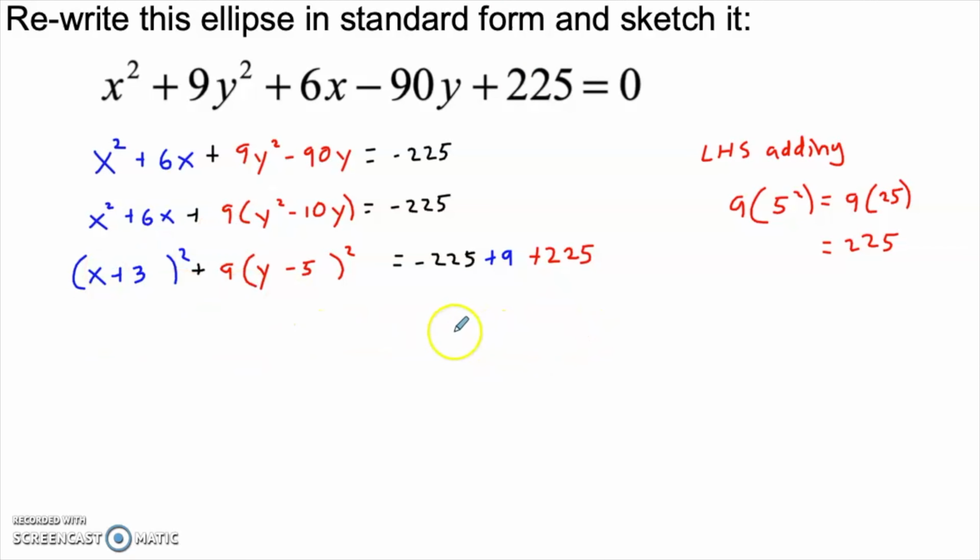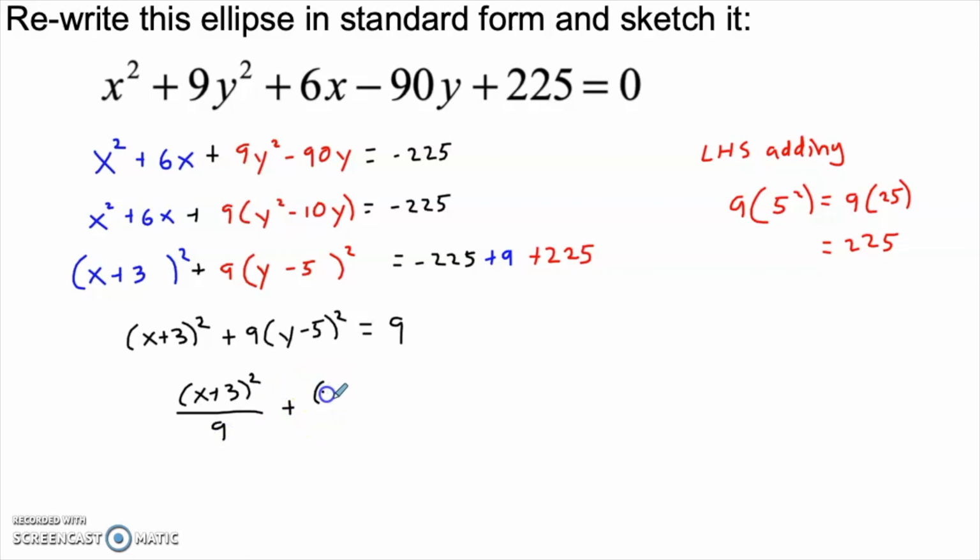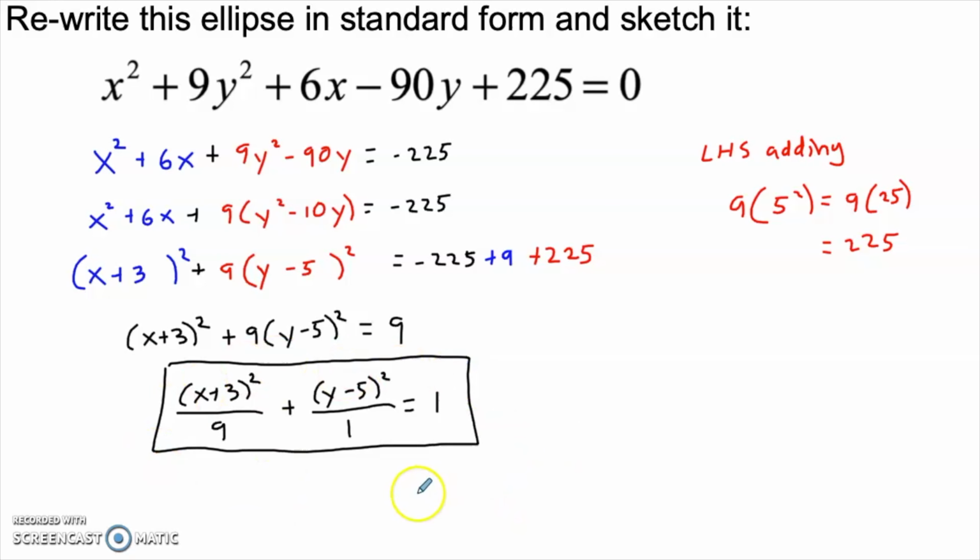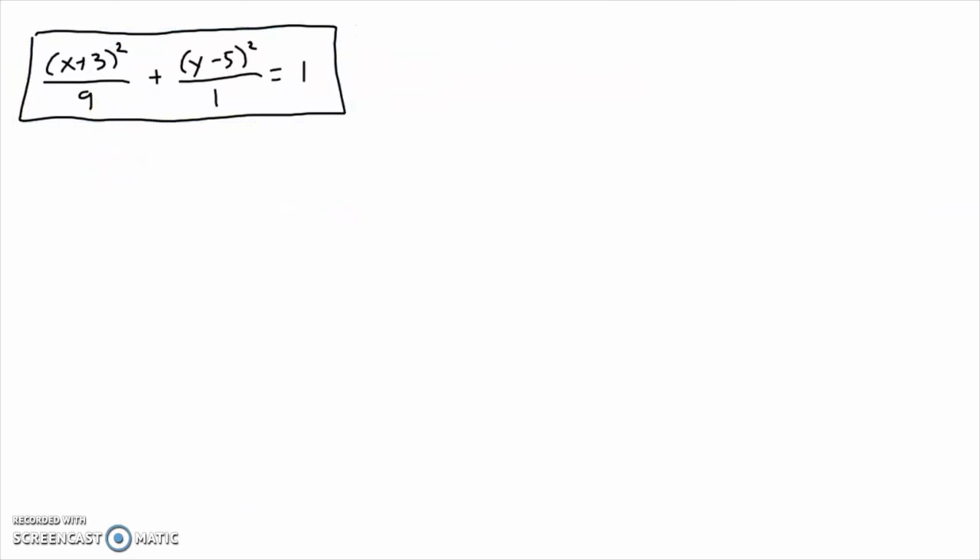Now that I've completed the square, I'm going to do a little bit of collecting terms. That'll give me (x plus 3) squared plus 9 times (y minus 5) squared equal to 9. And remember, I don't want this to be a 9, I want this to be a 1 for the equation of an ellipse. So I'll divide everything by 9. There's my equation of the ellipse in standard form, and once I get it into this form, it's a pretty easy task to go ahead and sketch the ellipse.